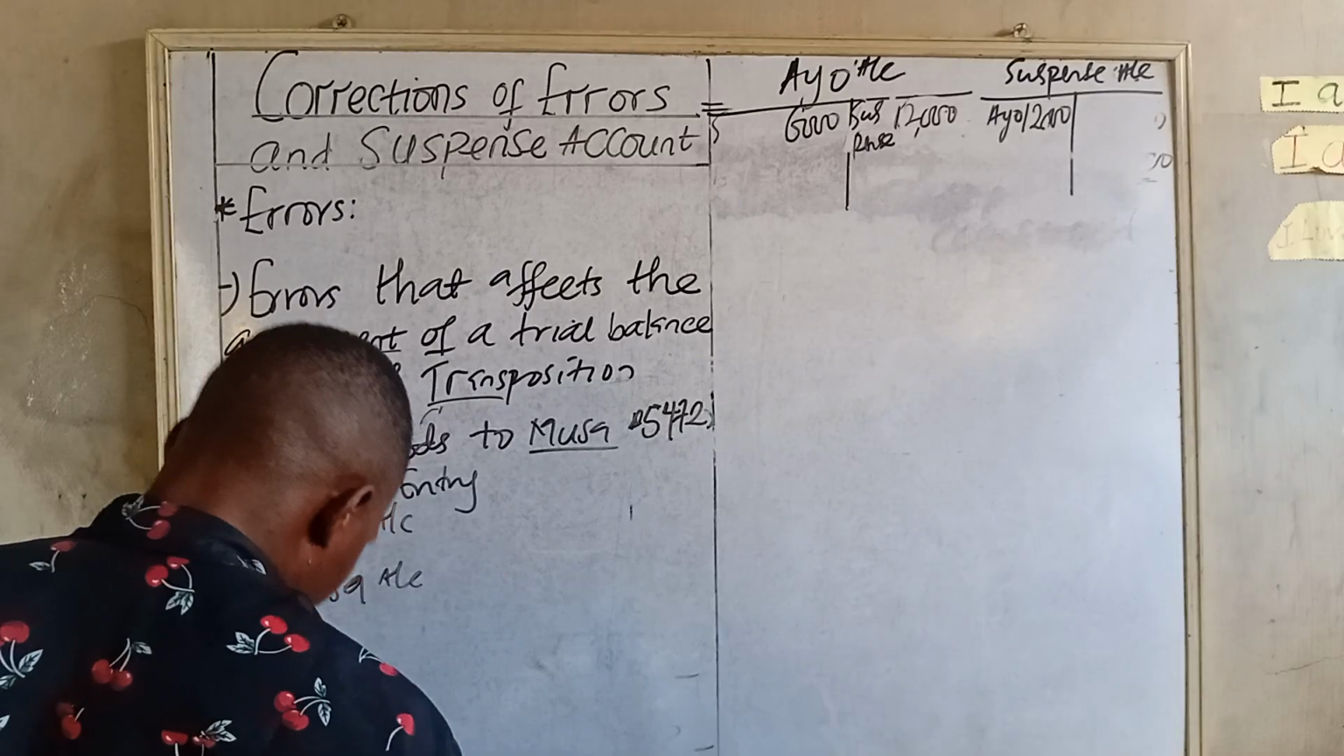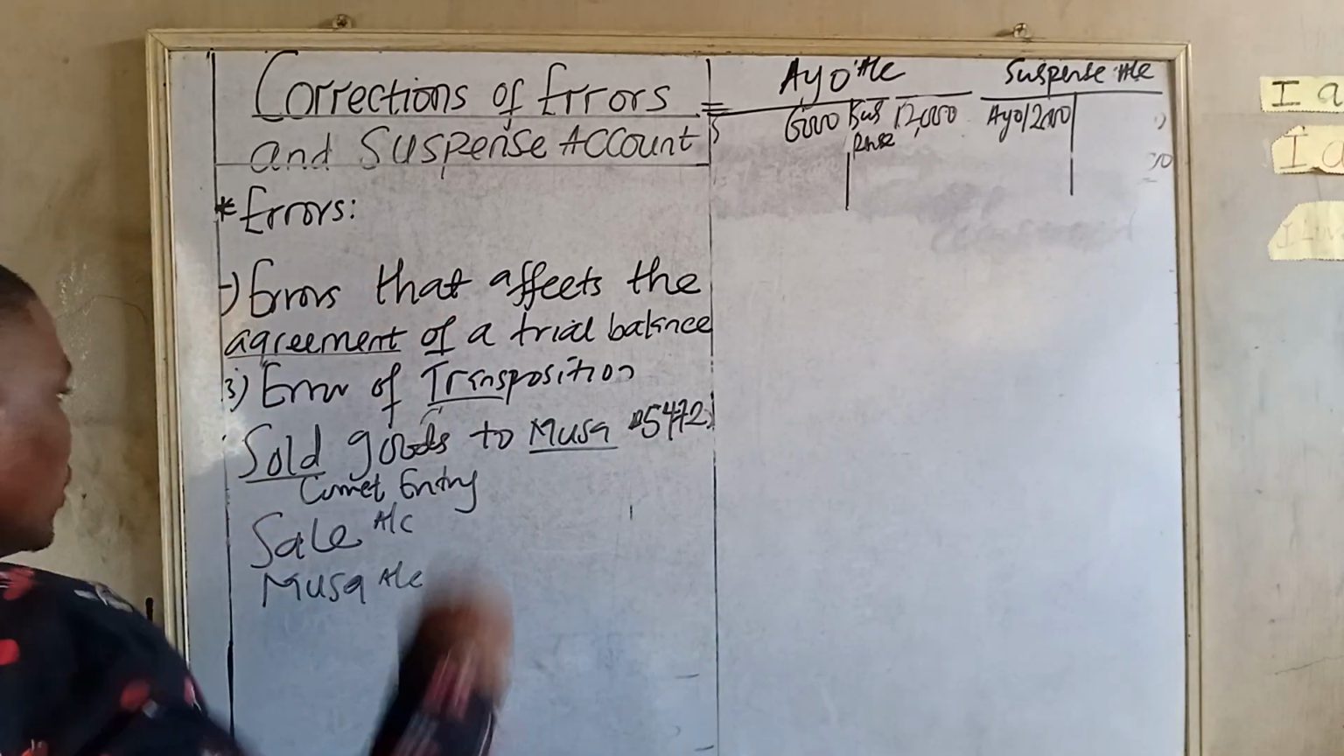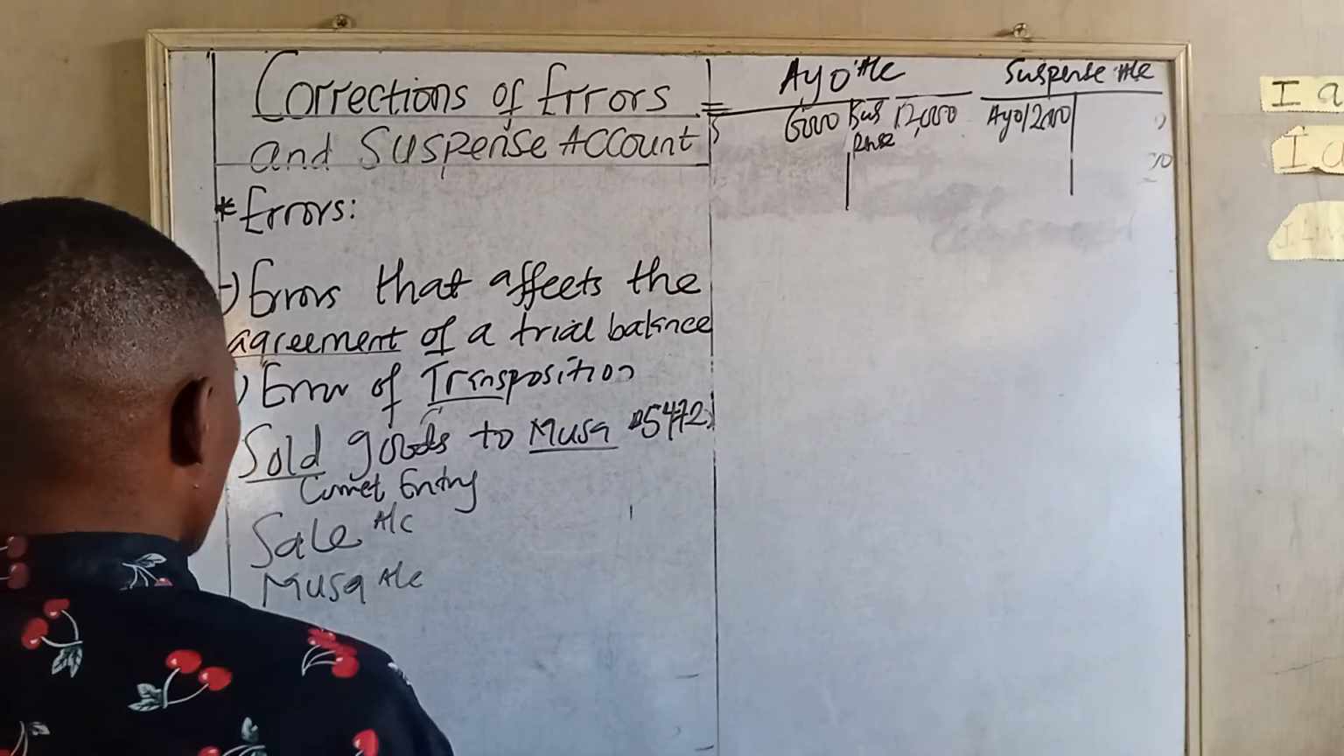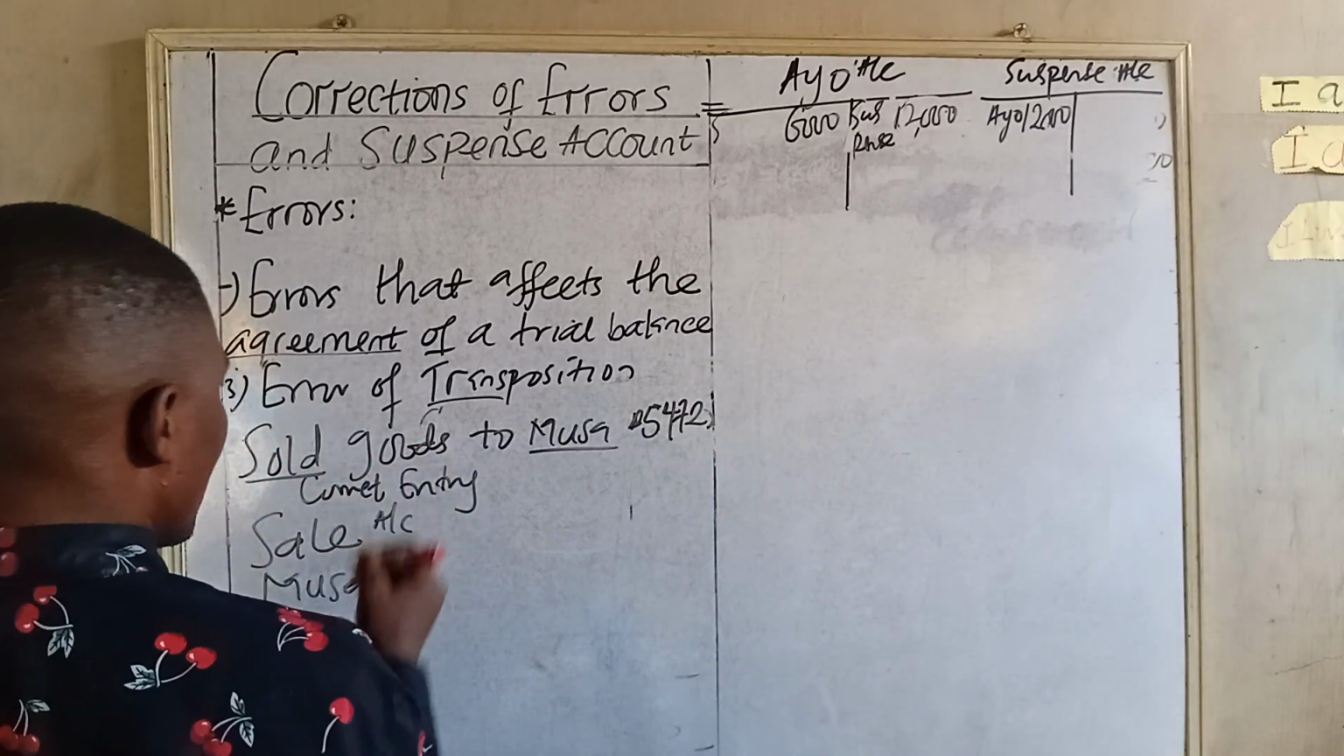So here now, you know, if you are selling goods, our goods are going out. So we are supposed to credit sales with what?